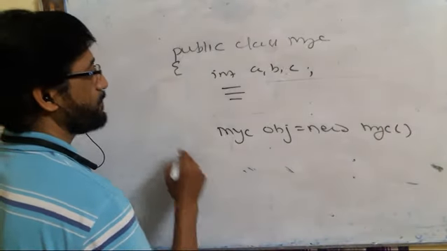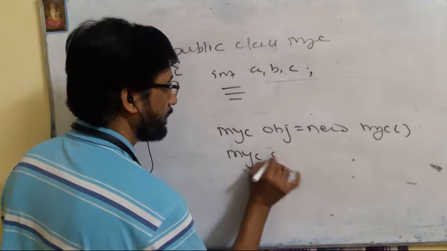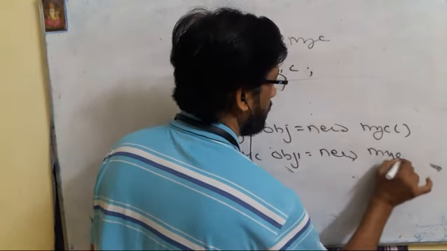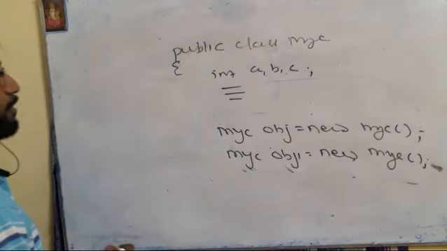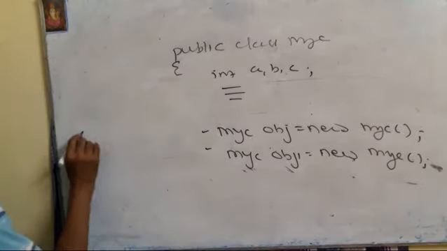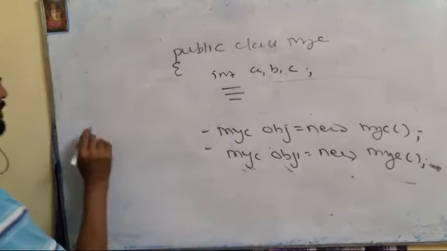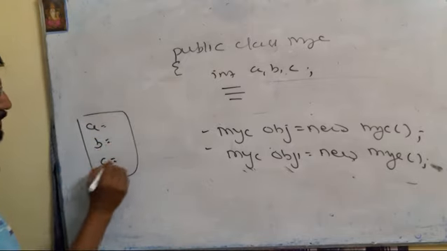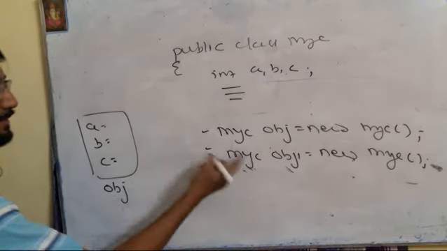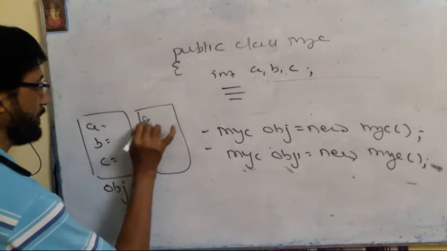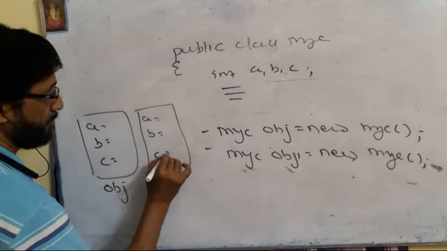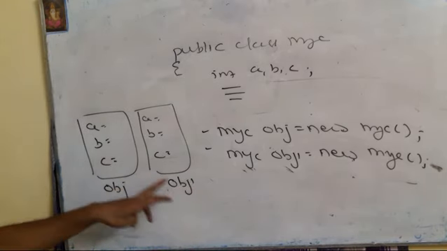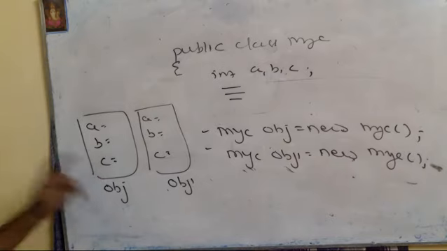Okay, so one object is created. Let me create another object also. MyClass obj1 is equal to new MyClass. So two objects I have created. When the object is created, then space is allocated to the variables a, b, c. So this is object 1. Values are nothing, default values. I have created another object with a, b, c, named obj1.